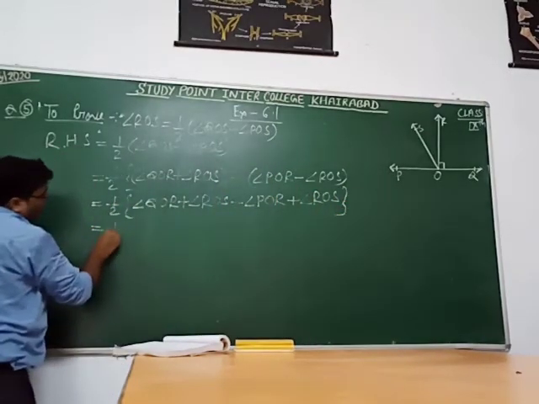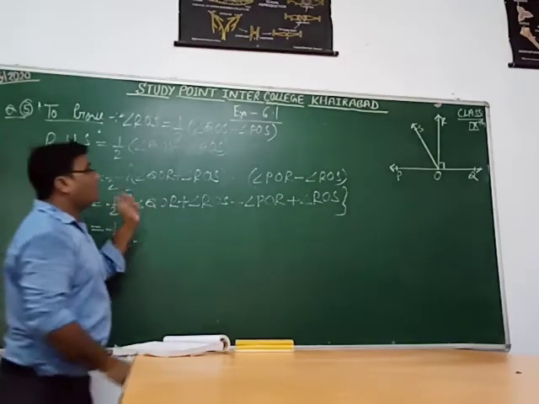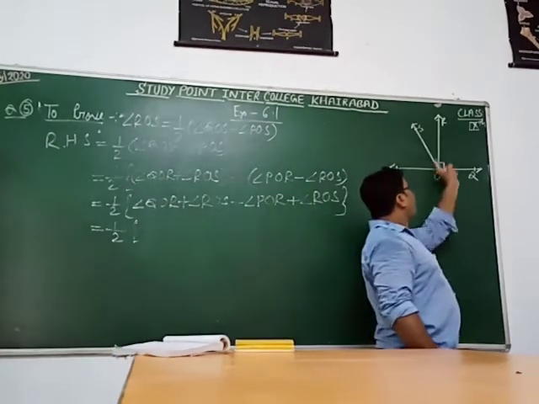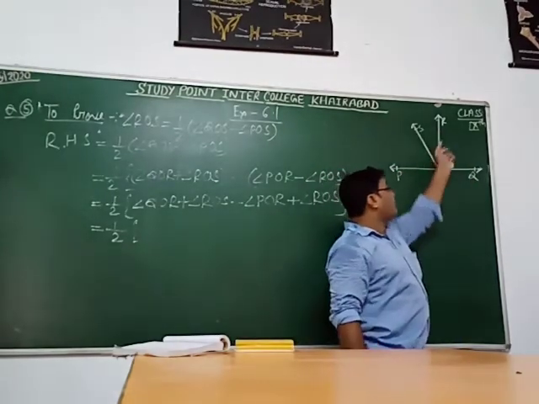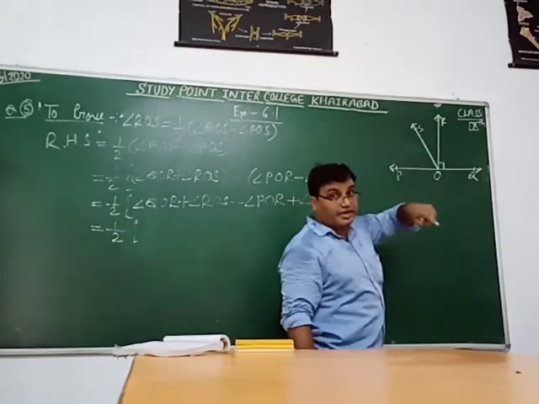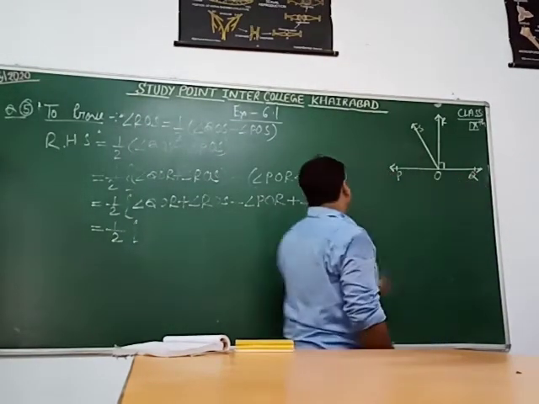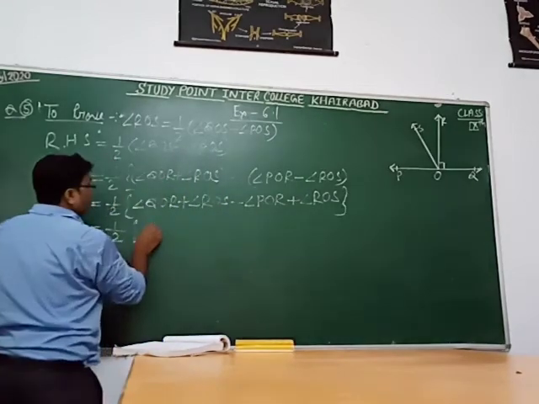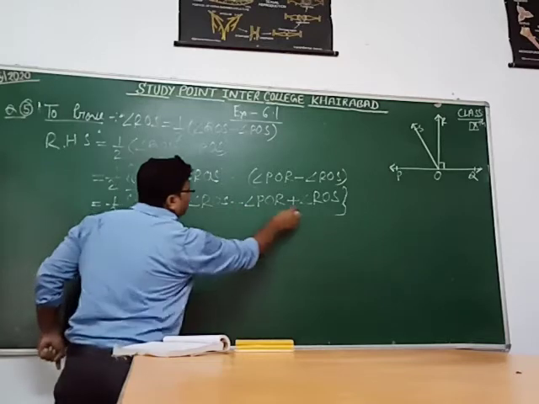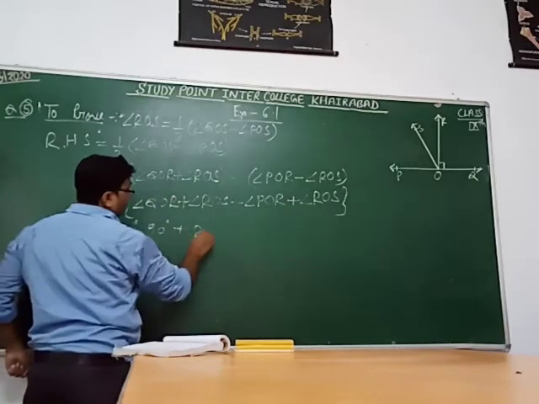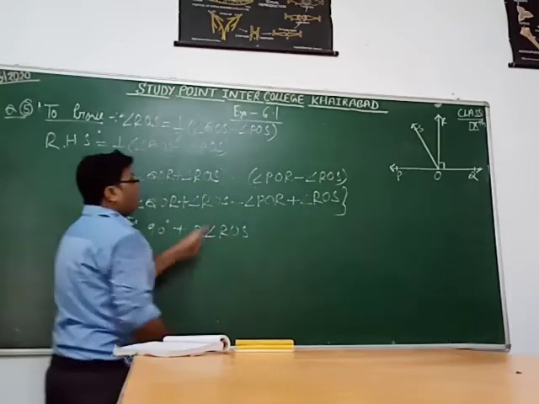Equal to 1 by 2 angle QOR. Your QOR is 90 degrees because it is given in the question. OR is perpendicular on the line, and perpendicular means angle 90 degrees. So angle QOR is 90 degrees, plus angle ROS and angle ROS, 2 angle ROS minus POR.